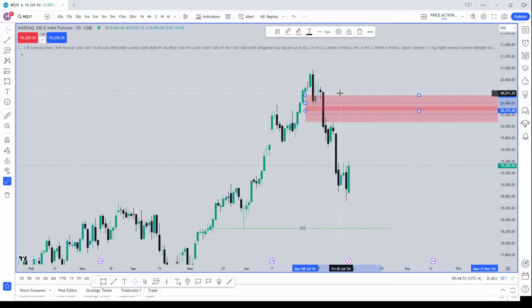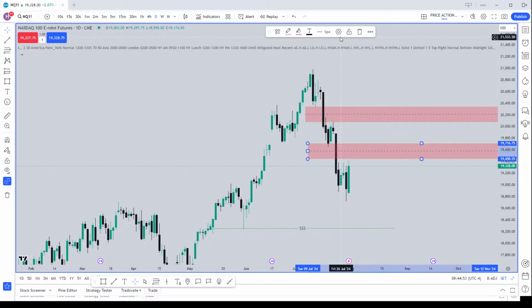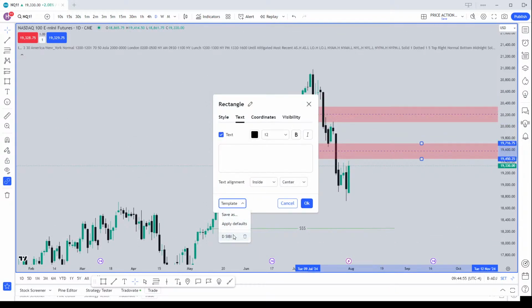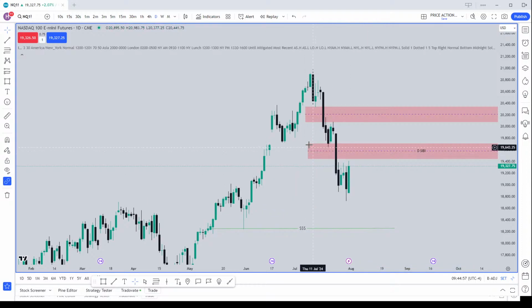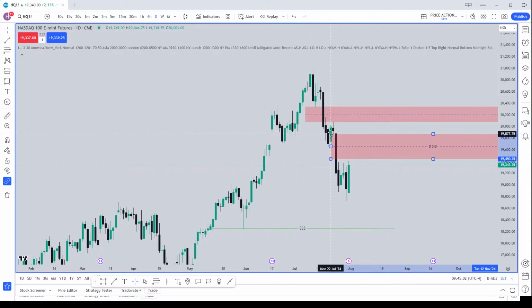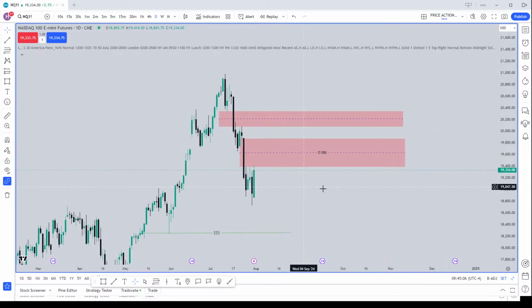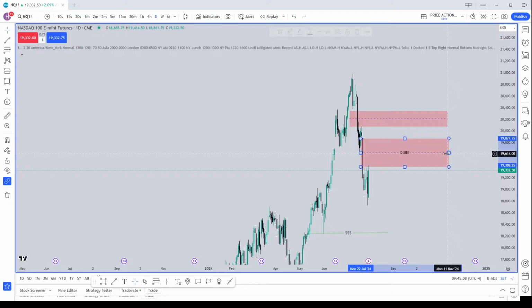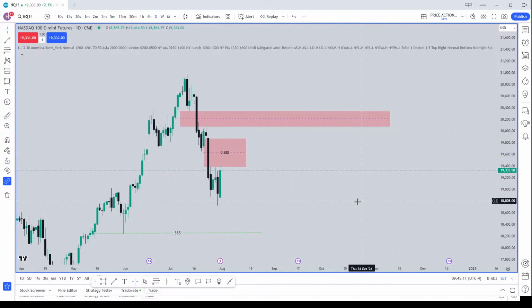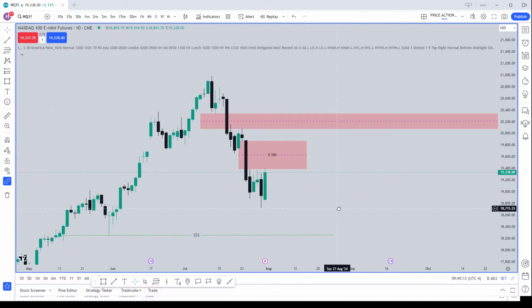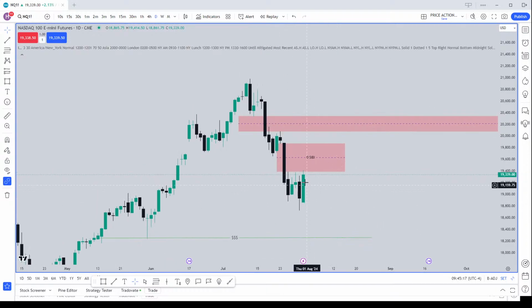Let's put this down here. Sorry, SIBI. I think I said BISI by accident. So this is our sell side inefficiency, buy side imbalance. Got that here. We are tapping into it. I do want to see it reach the half point if we can.